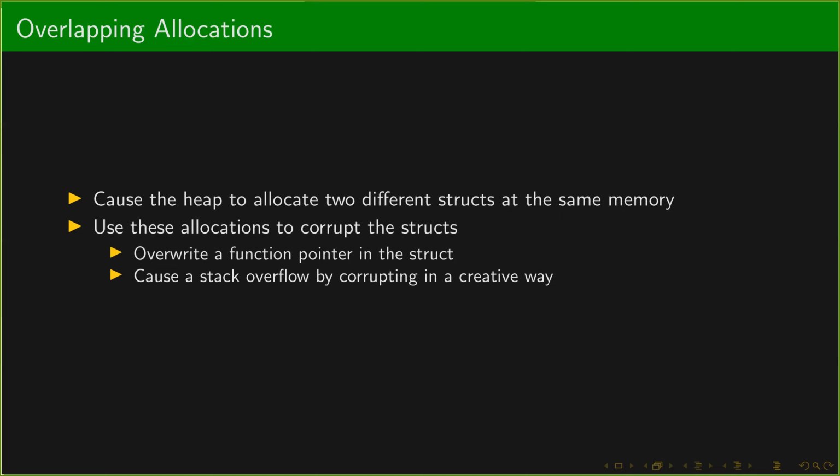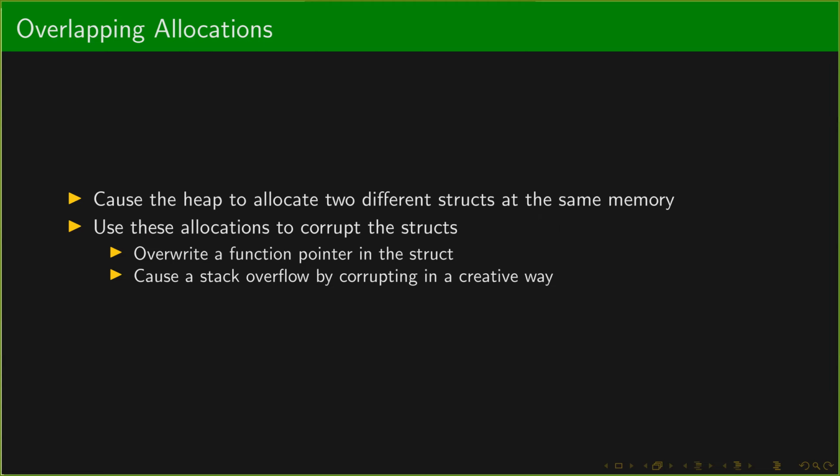So once we have overlapping allocations of two different structs, we can do several things to get control of the return of the instruction pointer.